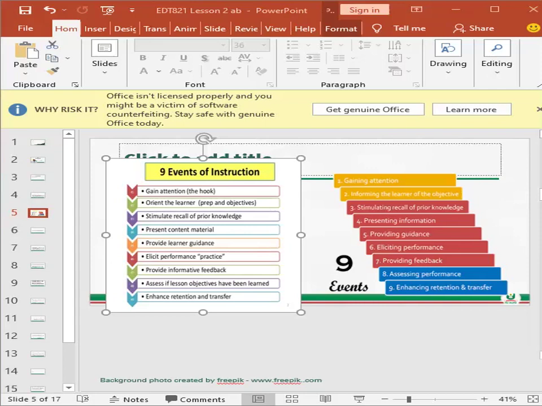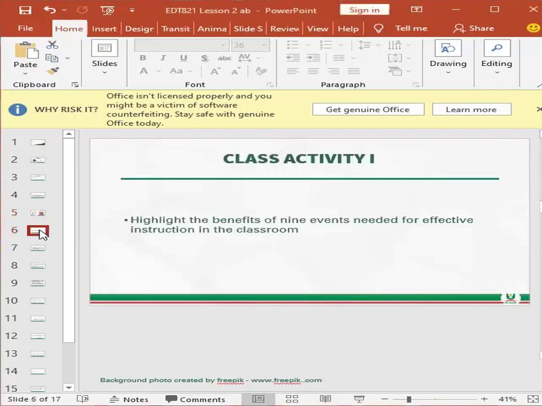So by making use of this Gagne's taxonomy of learning outcomes and events of instruction, we simplify the learning process as part of a complete instructional package, just to assist in becoming more organized and staying focused on the instructional goal. With this now, we need to ask this question: highlight the benefits of the nine events needed for effective instruction in the classroom. I will advise that you pause the video so that you're able to go through the activity.